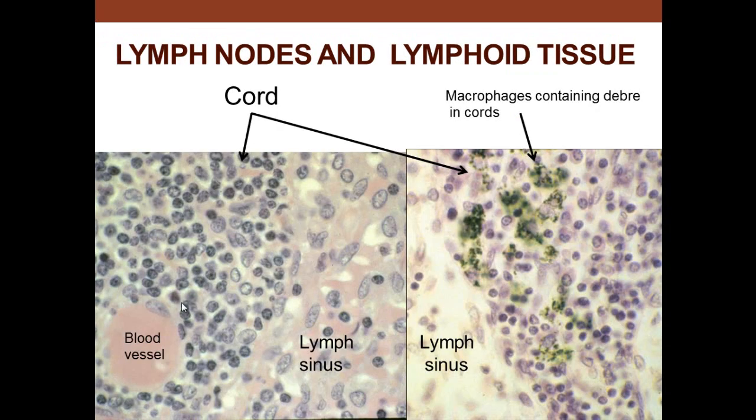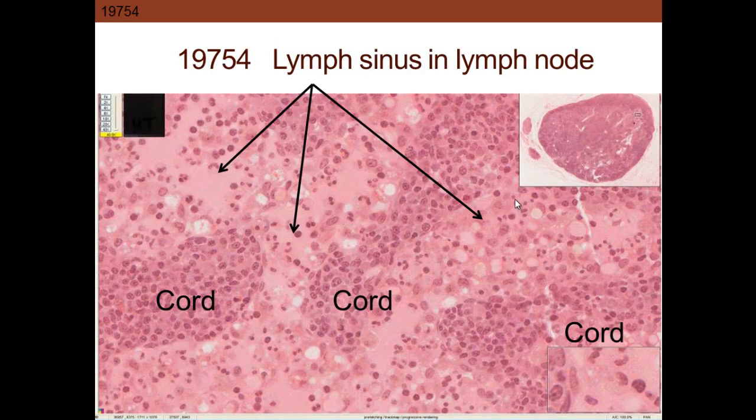So in the cords, we can see blood vessels, of course. There's a sinus, lymphatic sinus. Lymphatic sinus itself has reticular fibers, but not the blood vessels. They don't have reticular fibers inside them. Now, inside the cord, you can see macrophages, and you can see where debris has been fed to this lymph node, and the cells and macrophages themselves have taken up the debris, and is shown here in green.